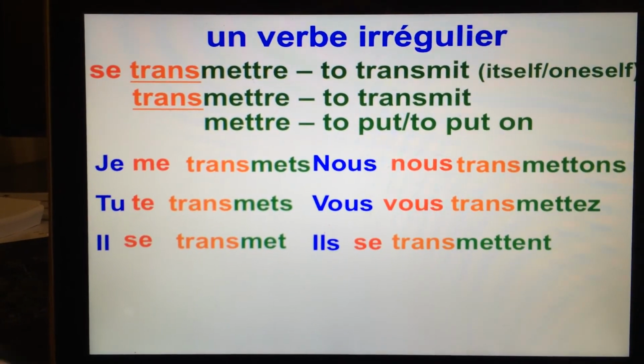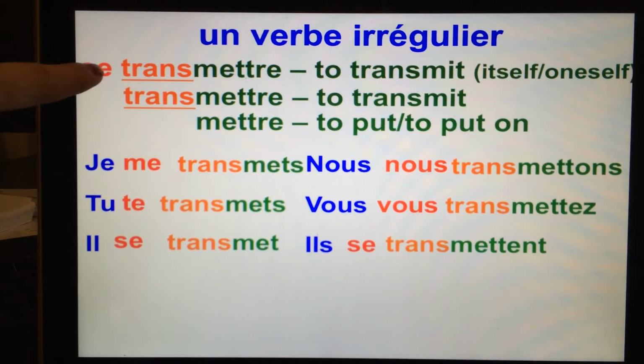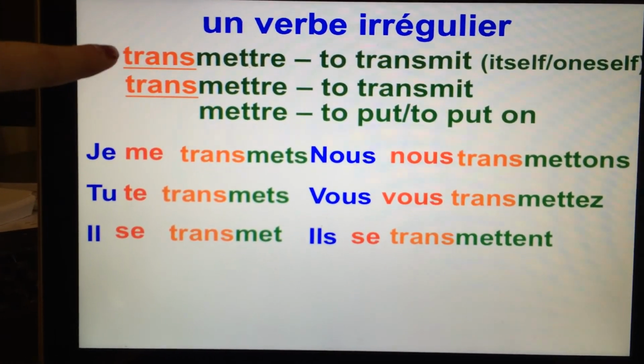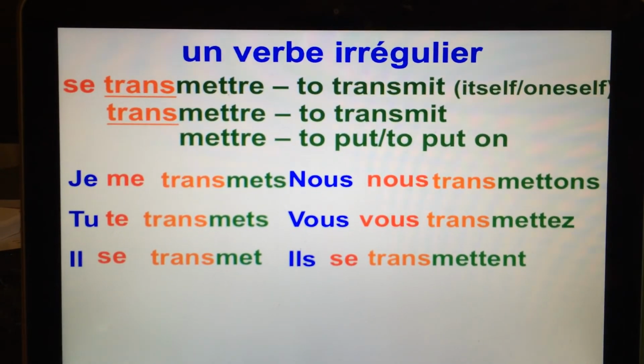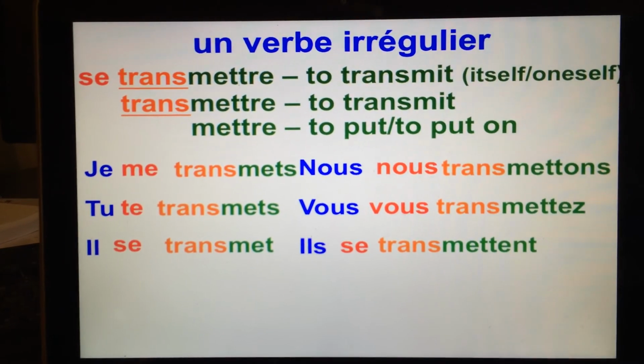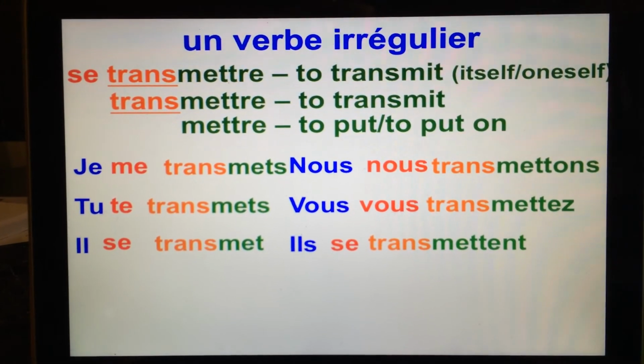So on your irregular verb chart, go ahead and put se transmettre, to transmit itself or oneself. Just put that right up there on top, okay? And when you're done with that, push play again, and we're almost done, I promise. You guys are doing great, hanging in there.